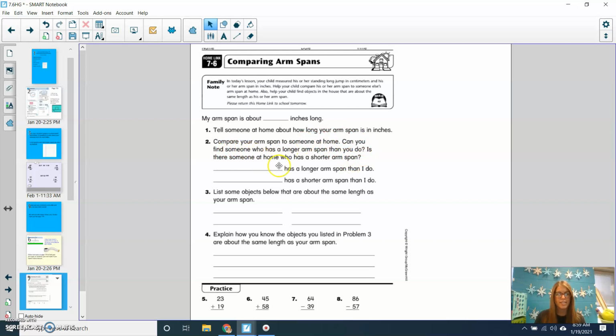So can you find someone who has a longer arm span than you? And then write down the name of that person that has a longer arm span than you. And then can you also do that with someone that has a shorter arm span than you? So why don't you press pause and make sure you have your first one and question number 2 filled out, and then press play when you're ready to check.